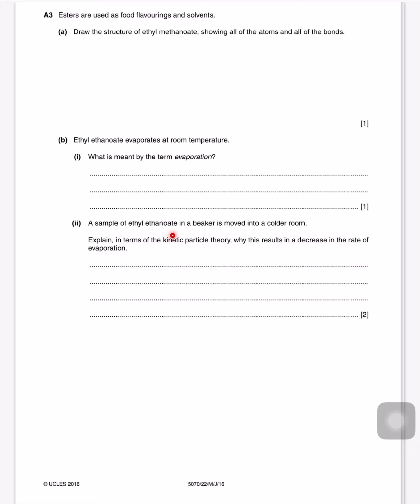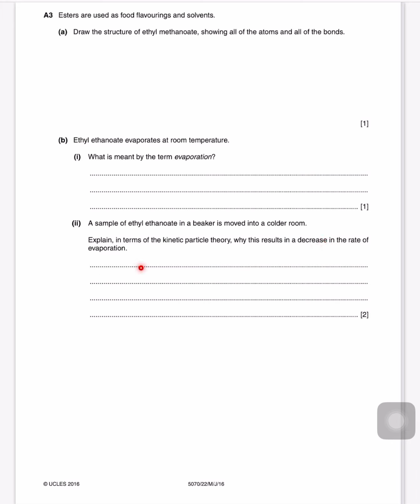A sample of ethyl ethanoate, something, something. I will discuss this thing with you in organic chemistry. When I teach you organic chemistry, inshallah, I will discuss this over there with you. In a beaker is moved into a colder room. Explain in terms of kinetic particle theory why this results in the decrease in the rate of evaporation.